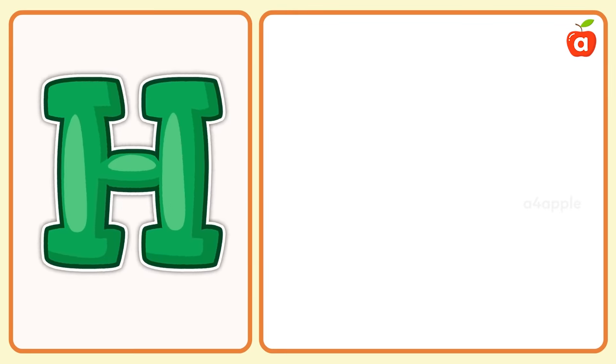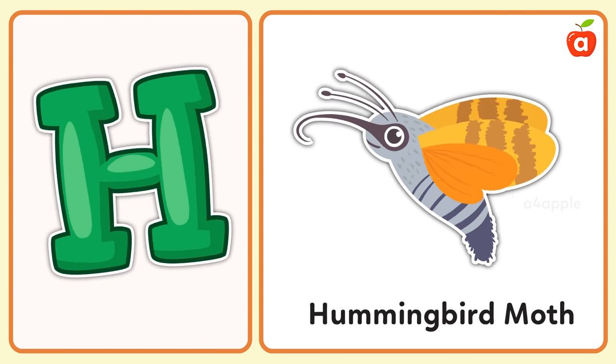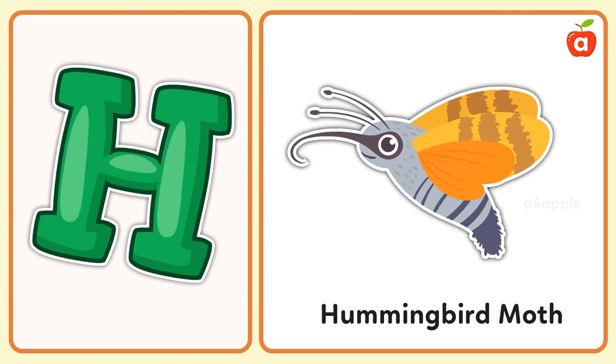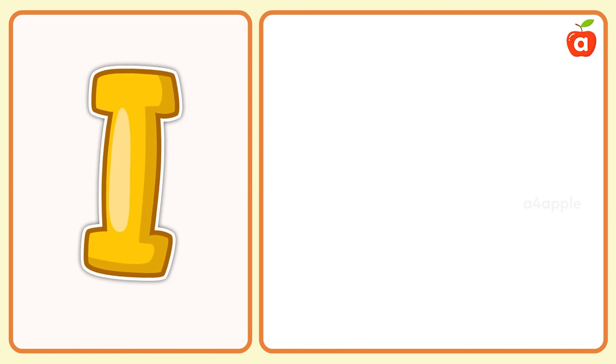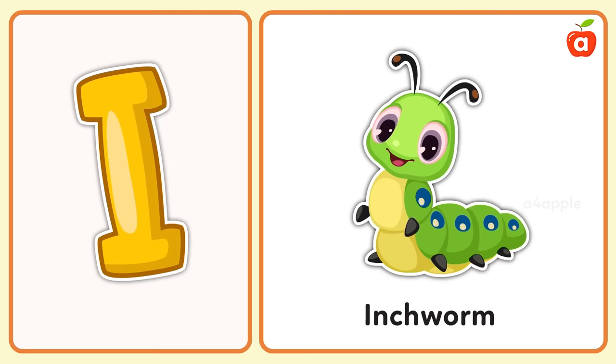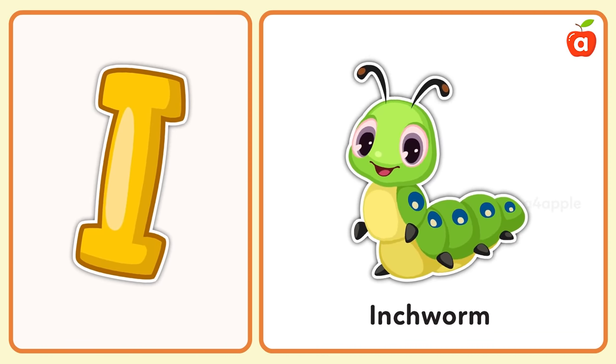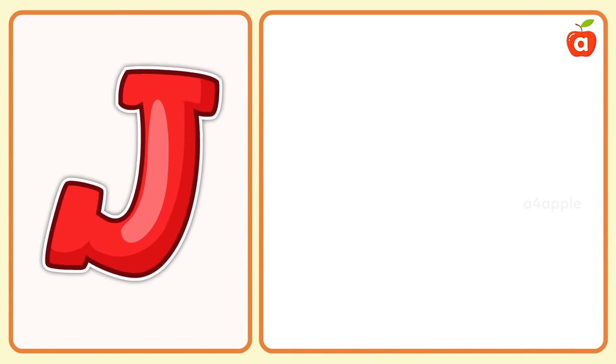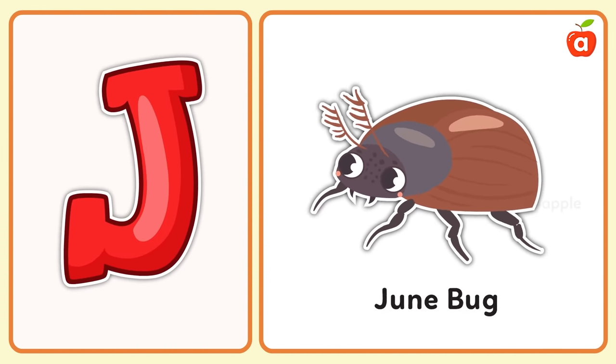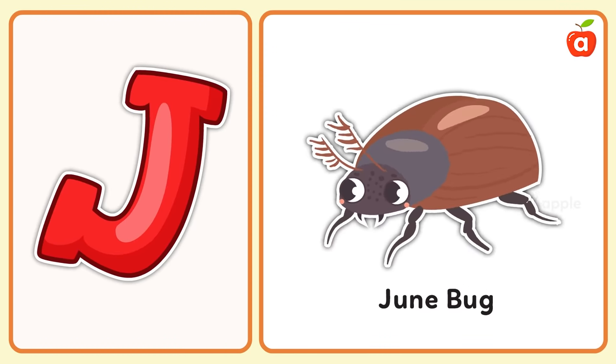H. H is for hummingbird moth. I. I is for inchworm. J. J is for June bug.